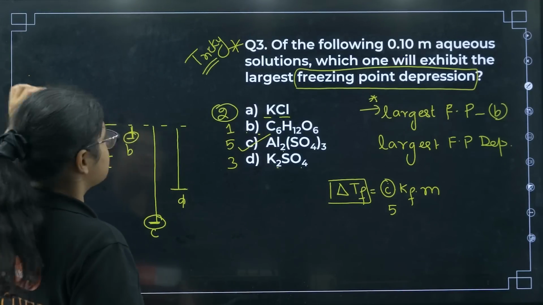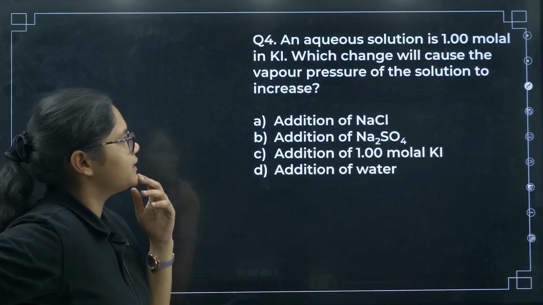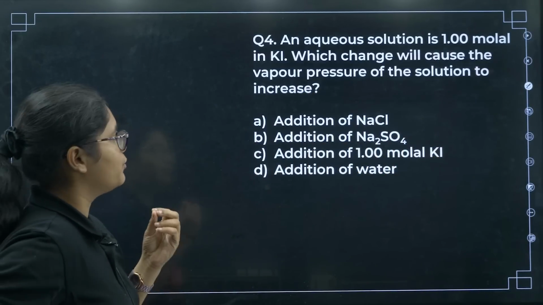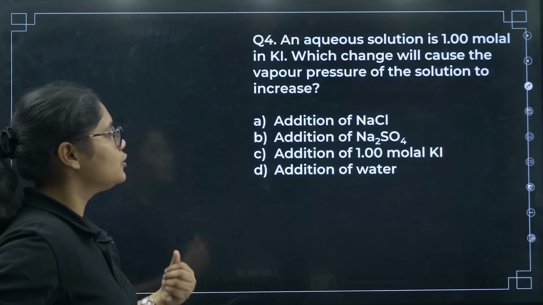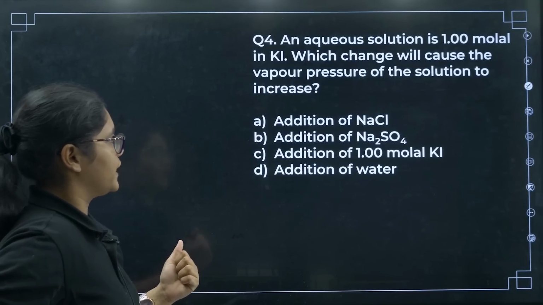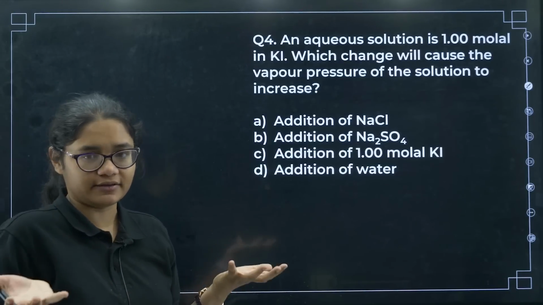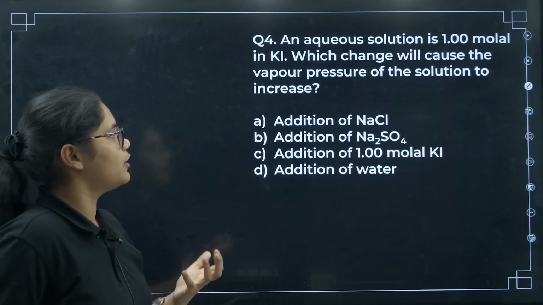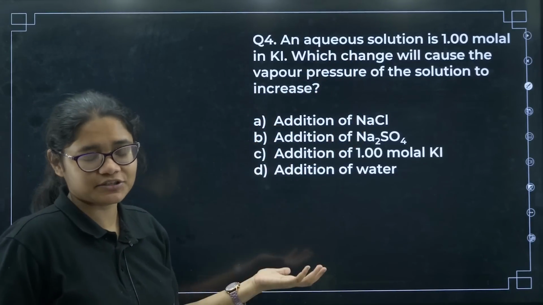Okay. Next, we'll move to question number 4 here. An aqueous solution is 1 molar in KI. Which change will cause the vapor pressure of the solution to increase? Okay, so we have the vapor pressure of the solution should increase, right? So vapor pressure is due to what? Vapor pressure is due to the solvent, right? So if we increase the solvent, vapor pressure will increase.